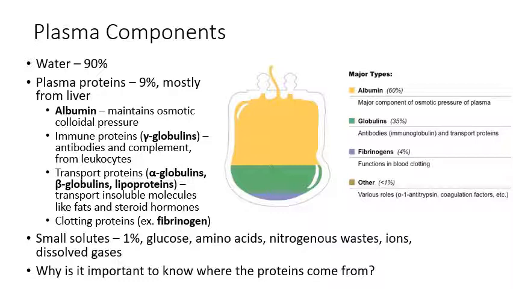So when you know where things come from, then you can predict what types of damage might prevent those things from being made, and you can predict secondary problems that would arise from different types of organ damage.